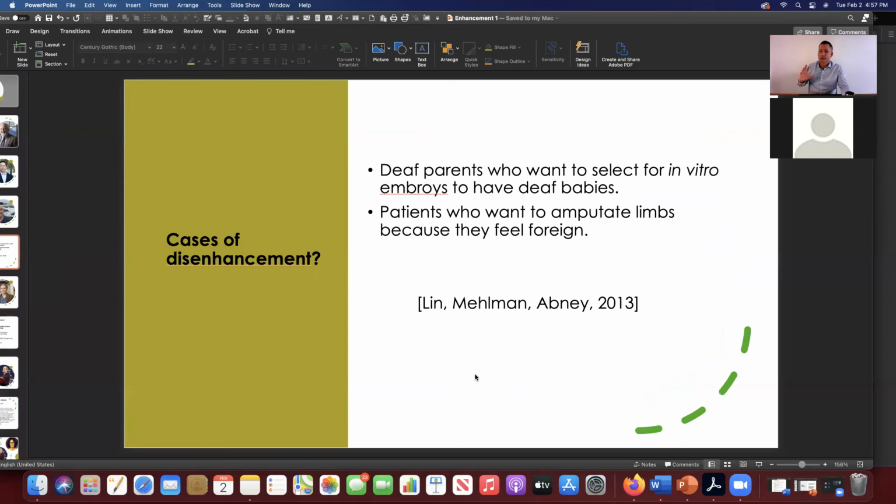Just to round things out here, Lynn, Melman, and Abney give us examples of disenhancement. And I put a question mark here because some people, like in the disability literature, for example, might disagree with the examples. But I just wanted to be sensitive to that.